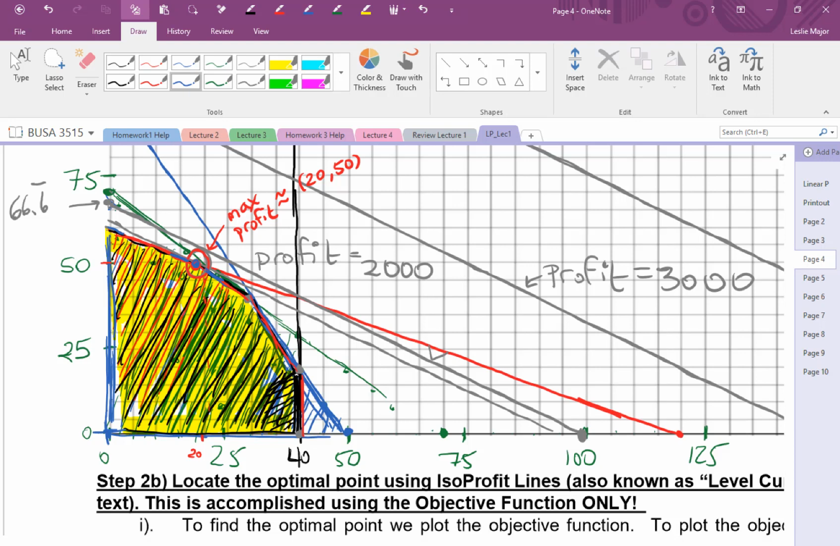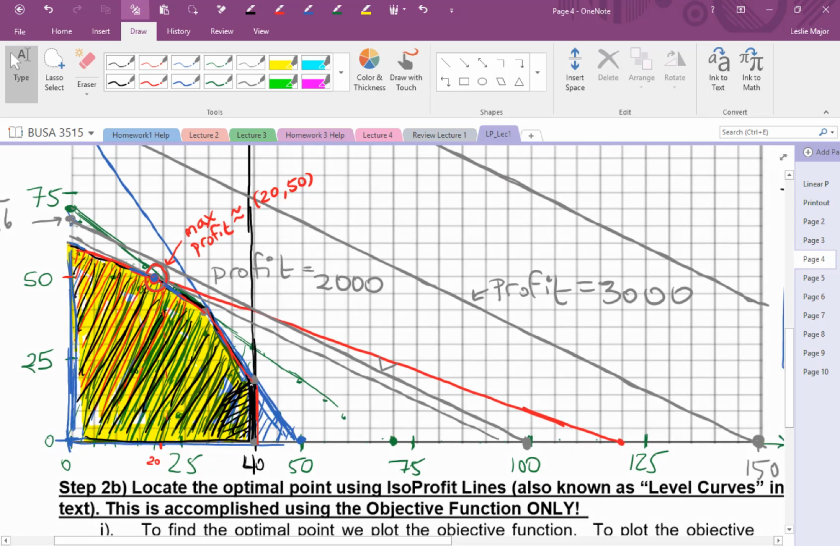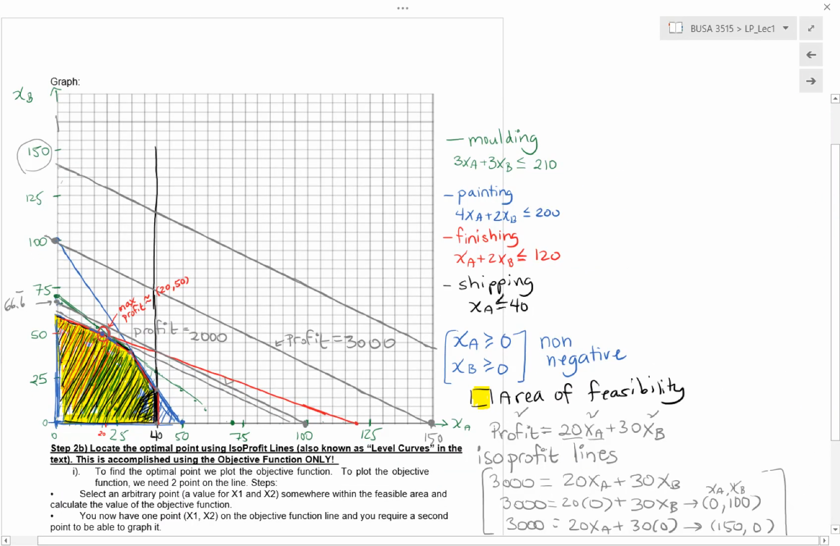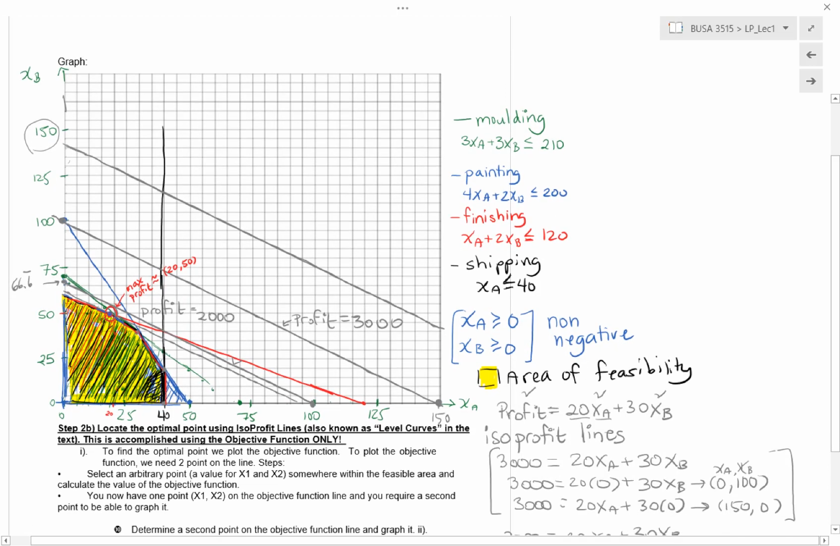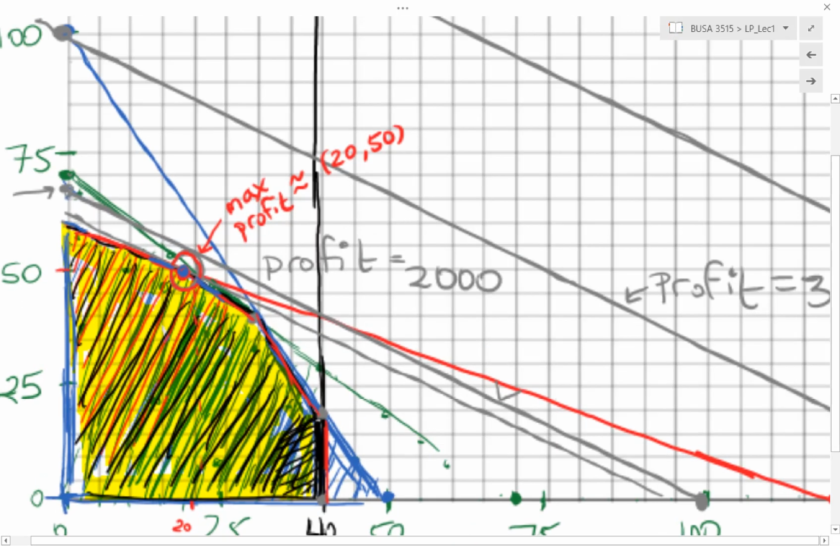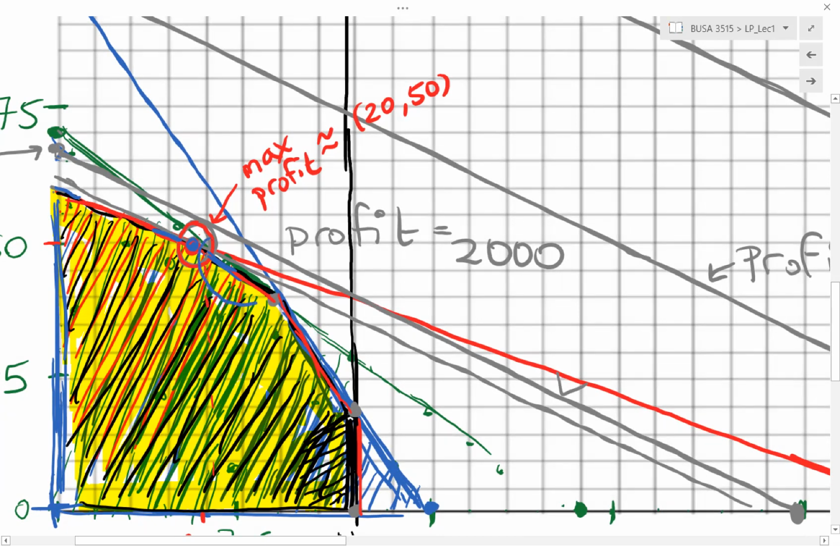Okay, so going way back here, it turns out that finishing and molding were the two graphs that we're working with. Let's have a look here. The molding was the green line. So here's our molding. Turns out that it is this line right here.